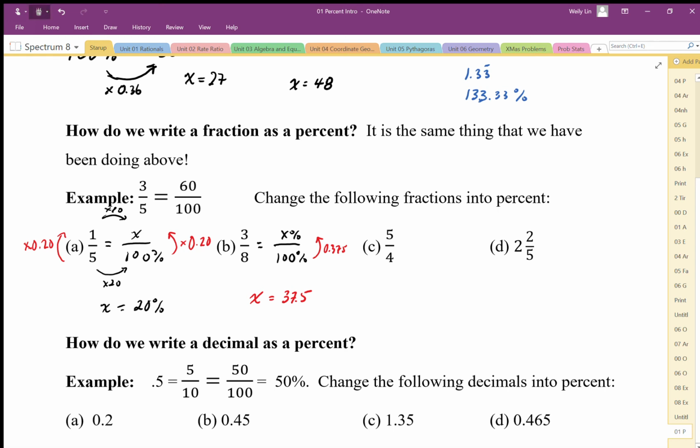Okay, so this one here, we're going to set up a proportion again. 5 out of 4 is x percent out of 100%. Dividing those two numbers, I get 1.25. So I'm going to use my 1.25 multiplier, and I'm going to get 125%.